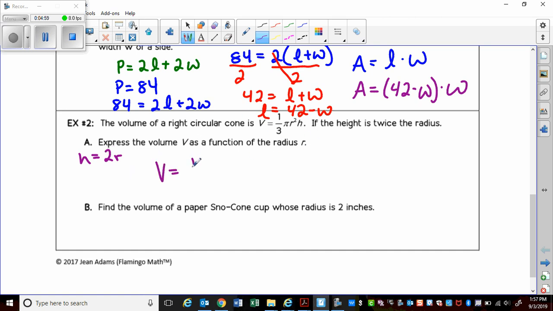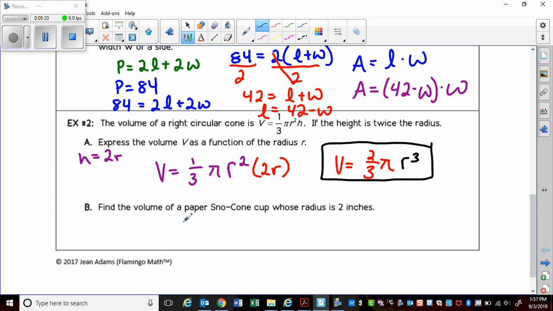Well, my volume equals 1/3 pi r squared times your height. But my height equals 2 times your radius. So I'm just going to substitute that in. 2 times your radius. I can actually simplify this. Bring the 2 out in front. I don't have any exponents or anything to multiply it by. So V equals 2 over 3, still pi. And now I'm multiplying r. I have r squared and then r, so that's r cubed. That's it.